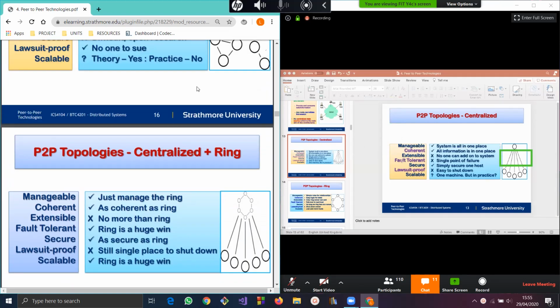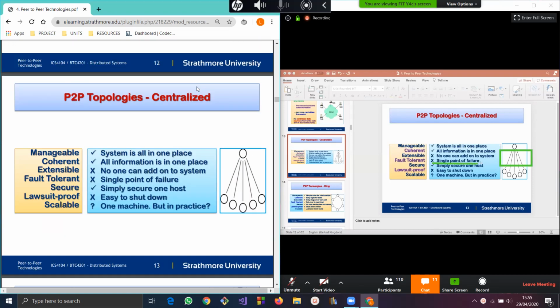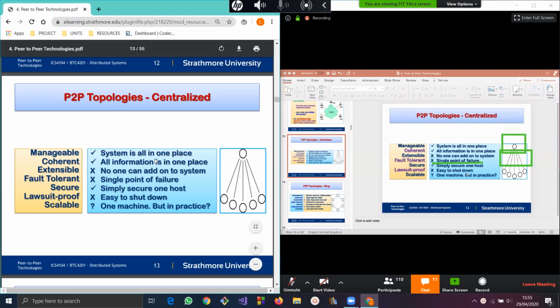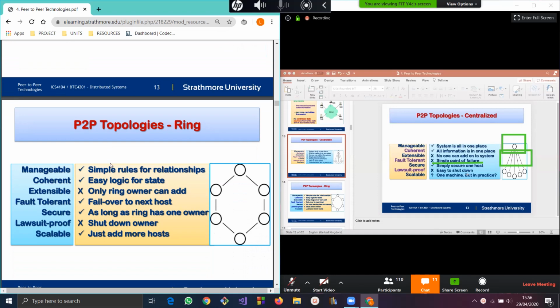So that's why we use the concept of no. Fault tolerance, no, because fault tolerance means if something fails, I can do it elsewhere. So in our case here, if our centralized location fails, it's a single point of failure. Secure, yes, I can simply secure one host that is handling all that. Lawsuit proof, no, it's easy to shut this one down. Because if I discover the server that is controlling this, I can go and shut it. Scalable, that's a problem, one machine. But in practice, of course, we'll see later on, we can have some redundant aspects.